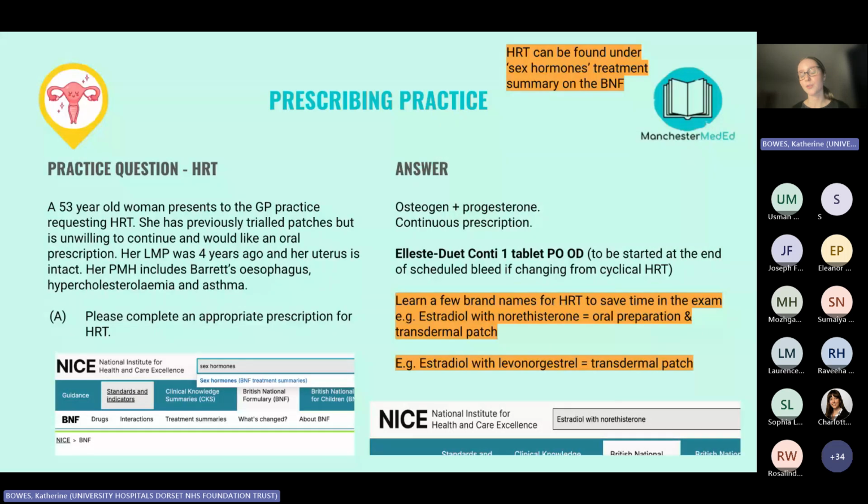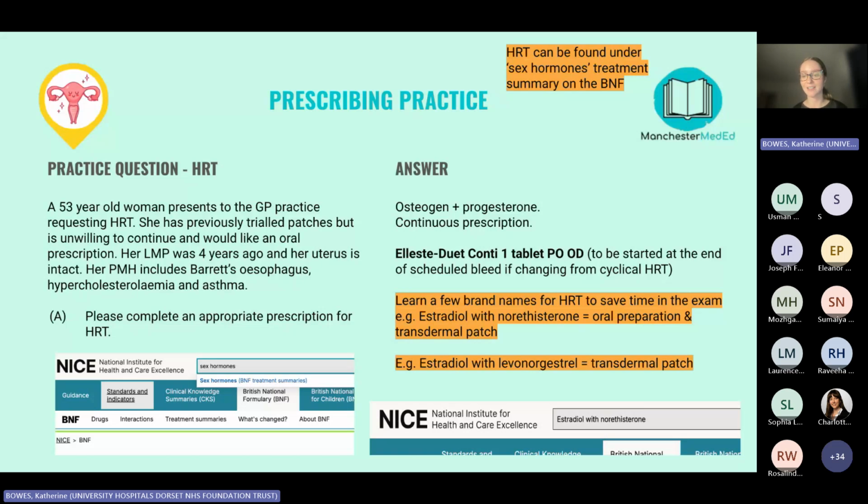On the BNF prescribing guidance, it says to be started at the end of a bleed, especially if changing from cyclical HRT. But in terms of breaking this down, HRT is prescribed by brand name. This Duet section of the name tells me that it's got estrogen and progesterone in it, so it's got both. And Conti symbolises that it's a continuous prescription.